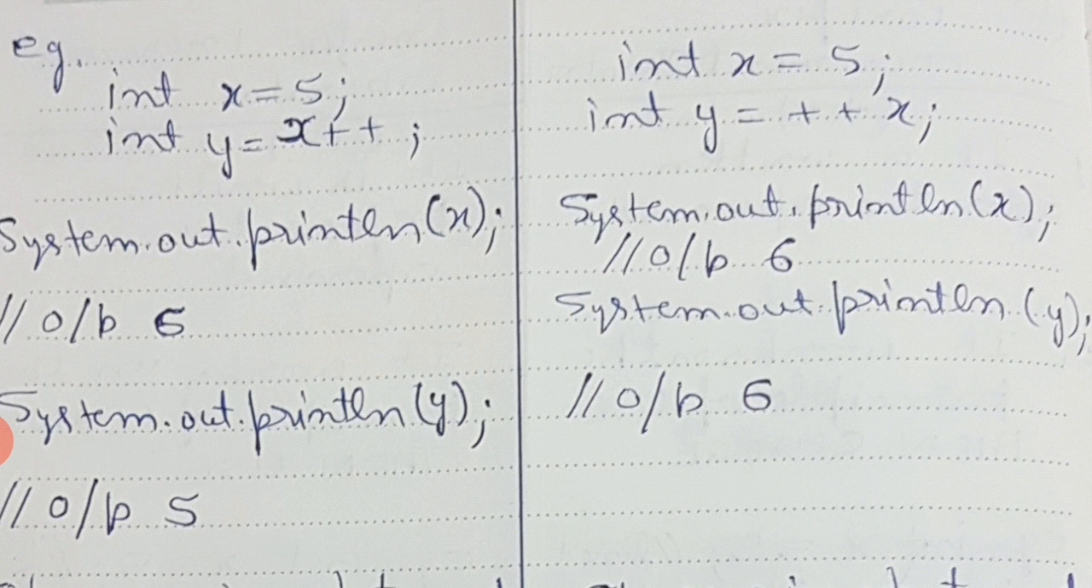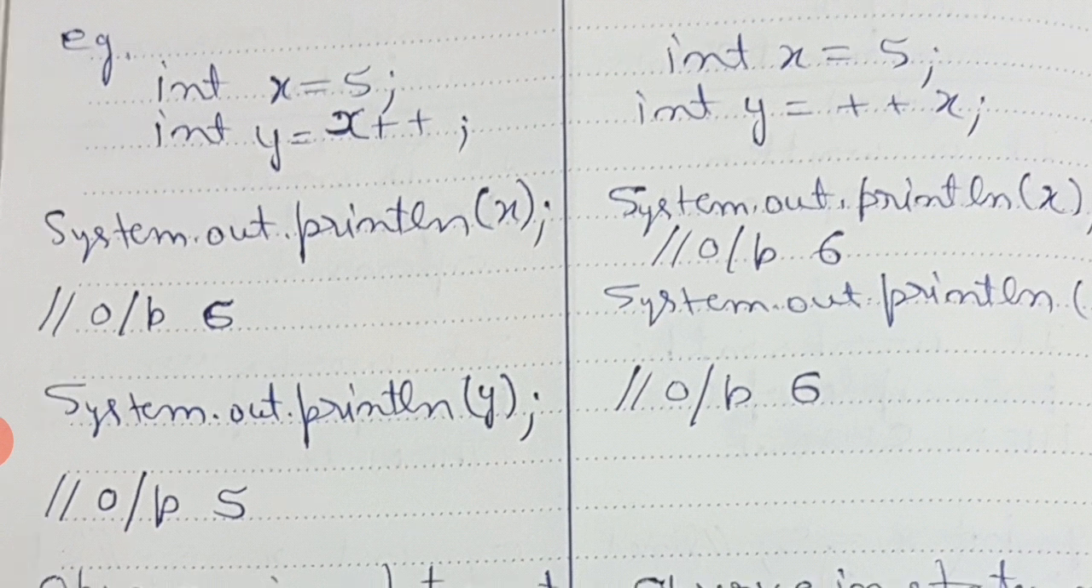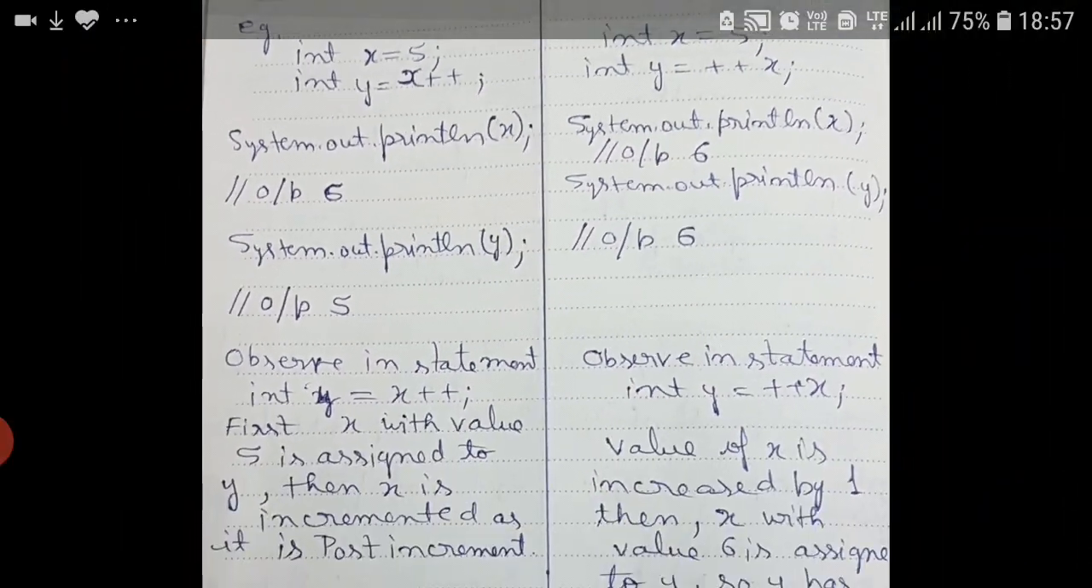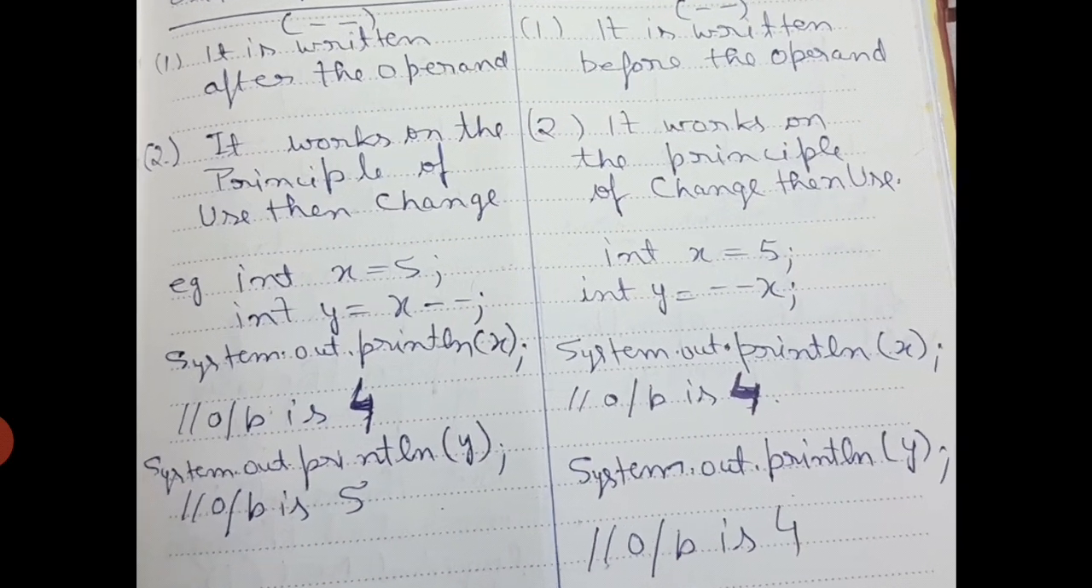So in this case, System.out.println(x) and System.out.println(y) both give the output 6. Alright, I hope everybody has understood this pre and post. Then we go for the next one, and that is the post decrement.